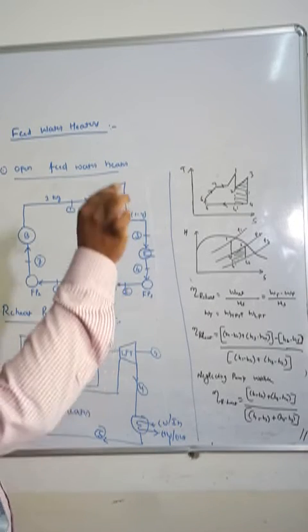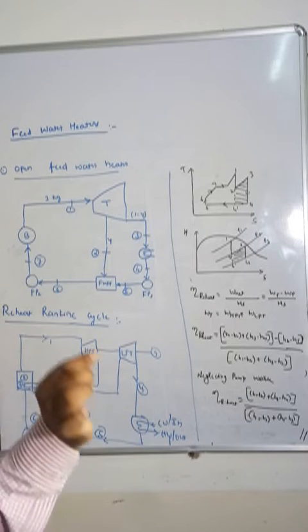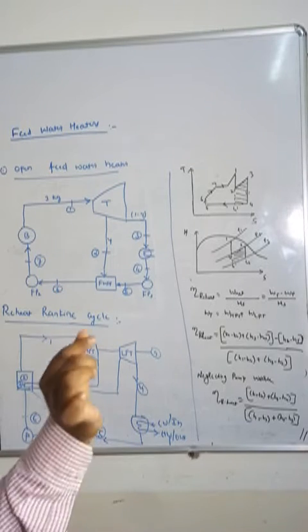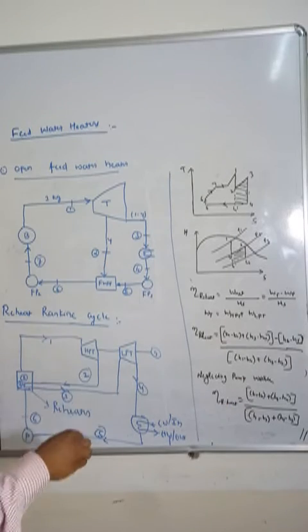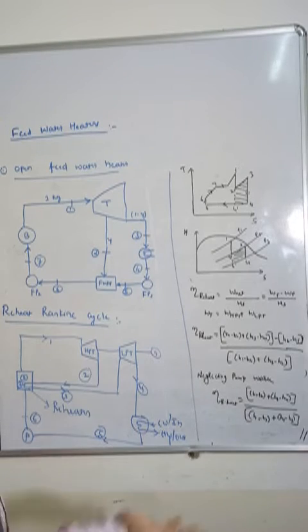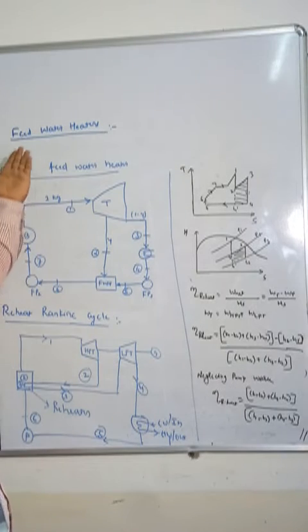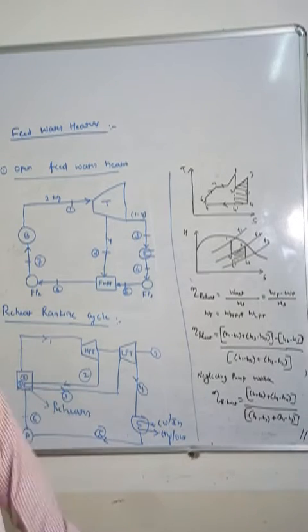What have we done? We have extracted the steam at 2 points, one at M1 and one more, M2 kg of steam, and we have passed them to the feed water heaters, that is the high pressure heater and low pressure heater. There are two types of feed water heaters that we have to study here: one is the open feed water heater, another one is the closed feed water heater.